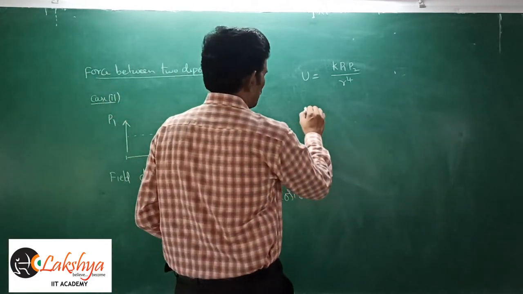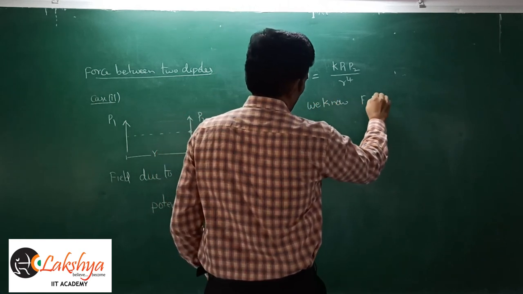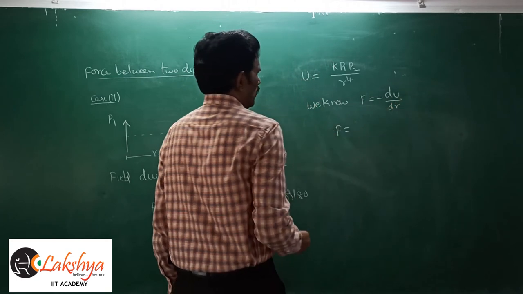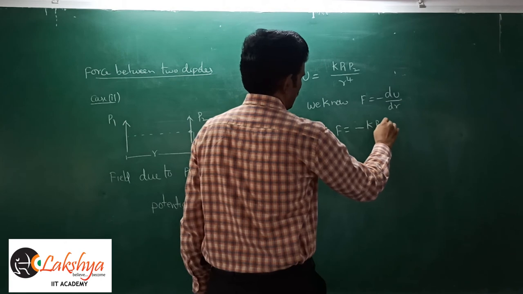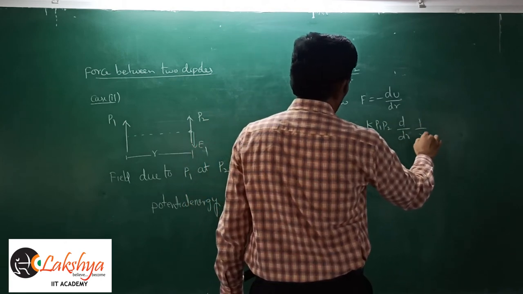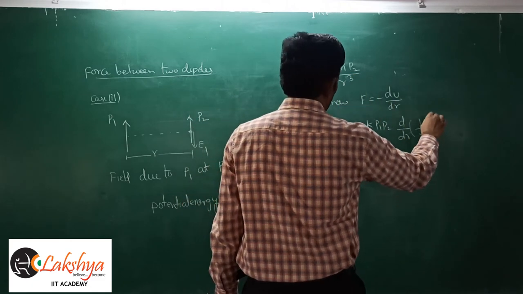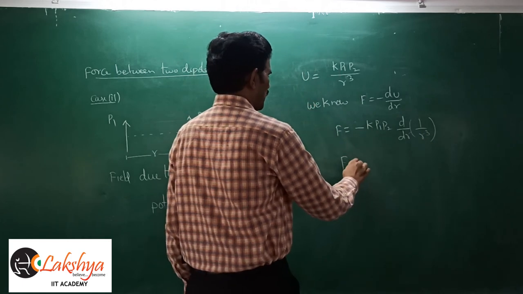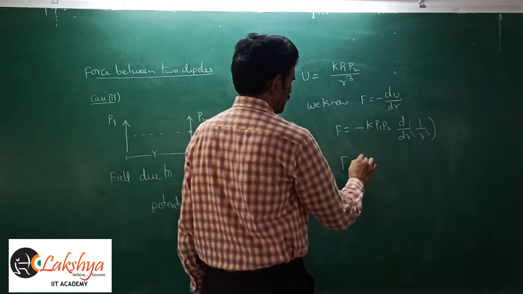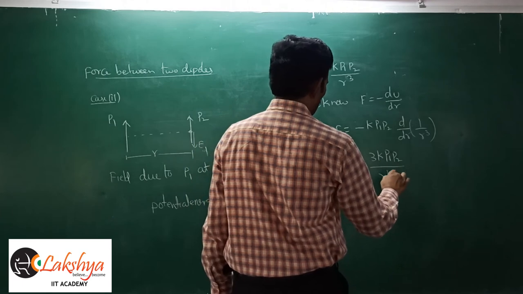So again we know the relation between force and potential energy. F is equal to minus dU by dr. So F is equal to minus k p1 p2 into d by dr of 1 by r cube. So r cube we need to write, and therefore there again minus 3 you will get. So it will become plus 3, because this minus is there already. So 3 k p1 p2 by r power 4 is the force.